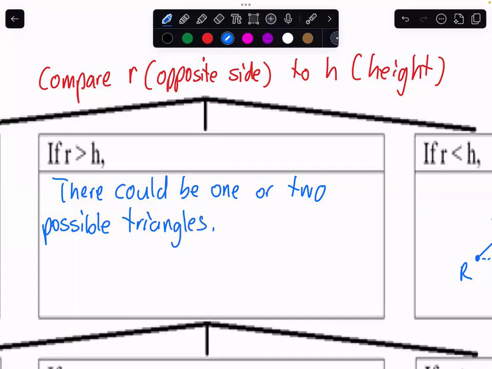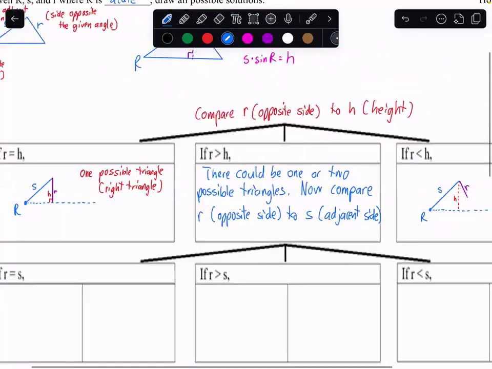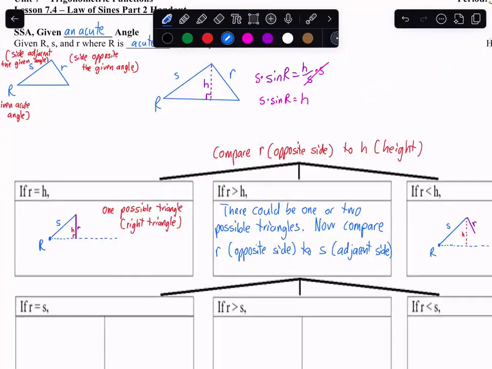Okay, so how do you know? You have to do a second comparison. Now compare R, the opposite side, to S, which is the adjacent side. So we're done with the height for now, but we're still using the opposite side length R, and we're using the adjacent side S.